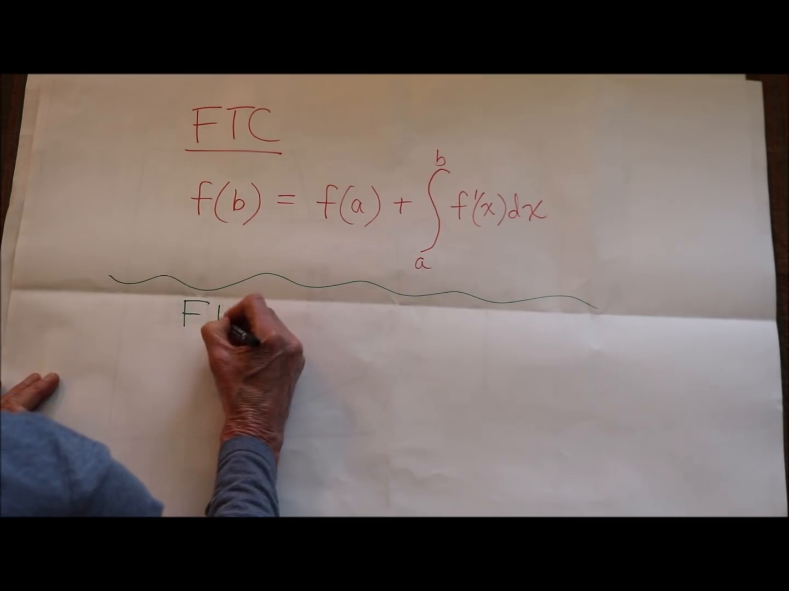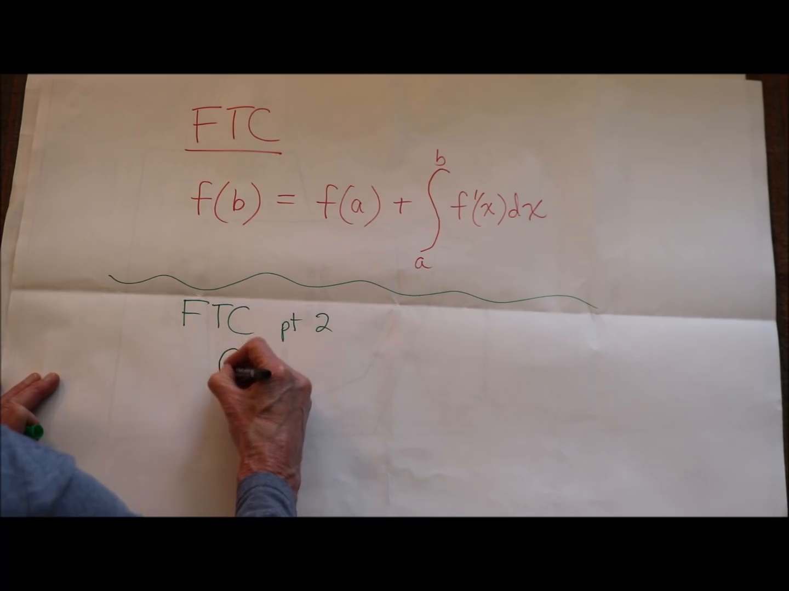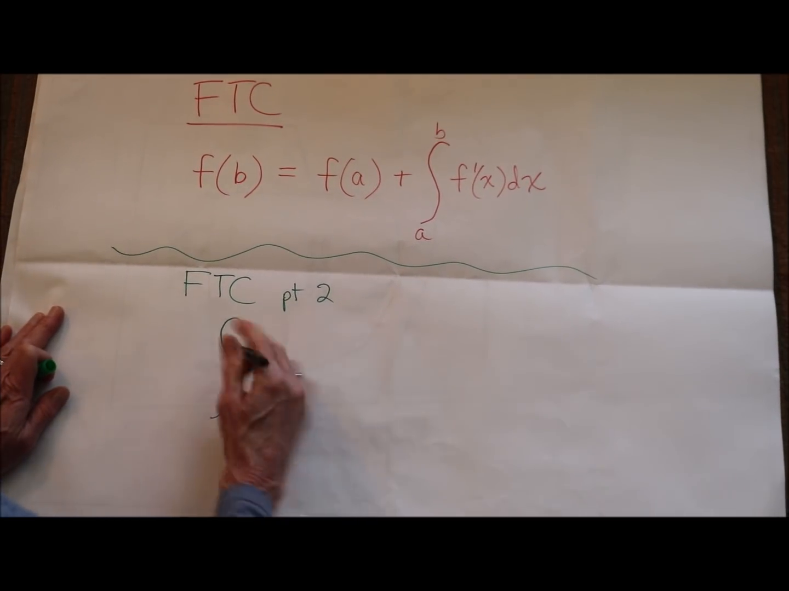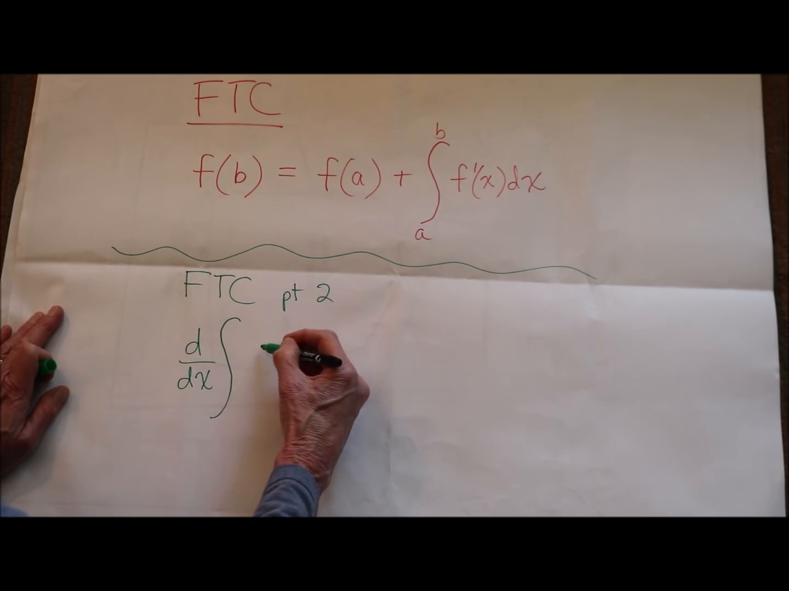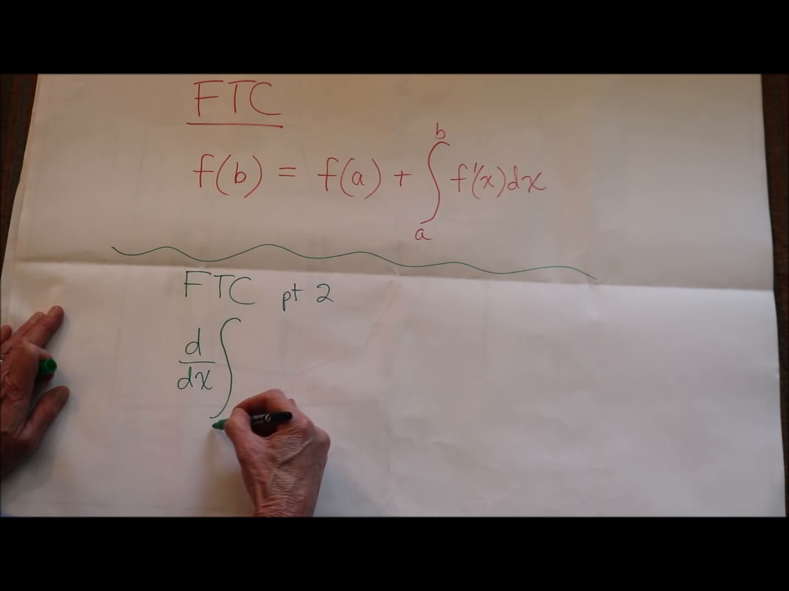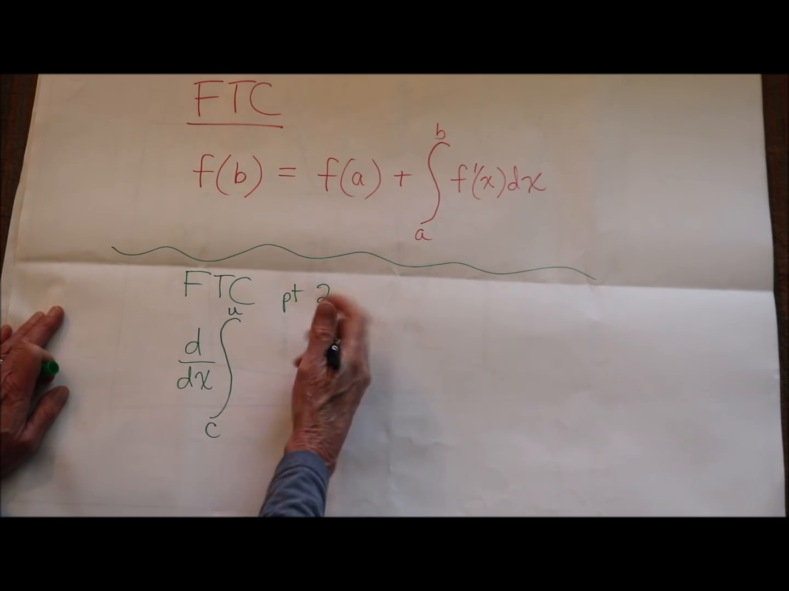Fundamental theorem of calculus part 2, remember, was taking the derivative of an integral. And you take the derivative of an integral. Let's say this is a constant. Let's say that is an expression in terms of x.